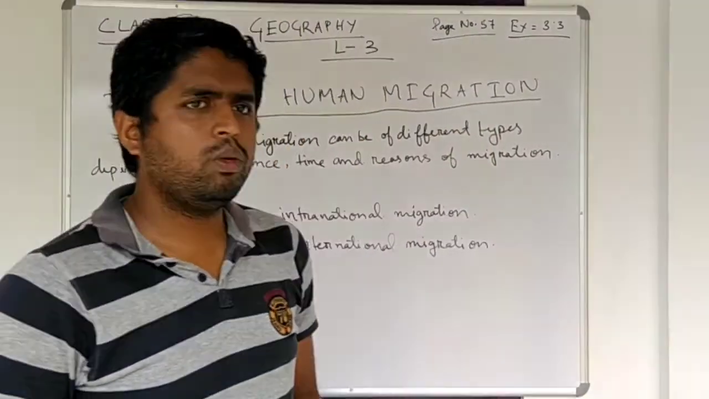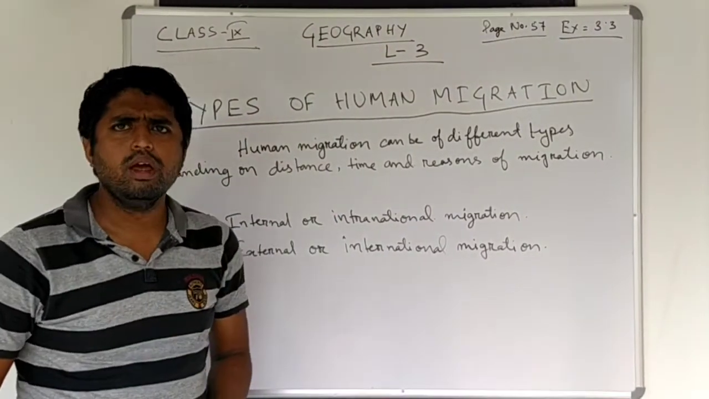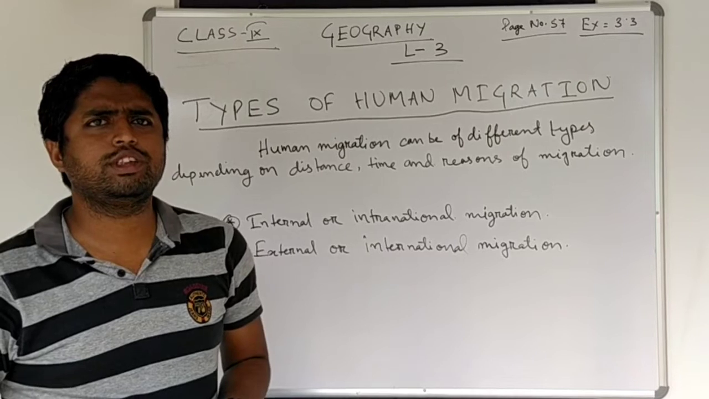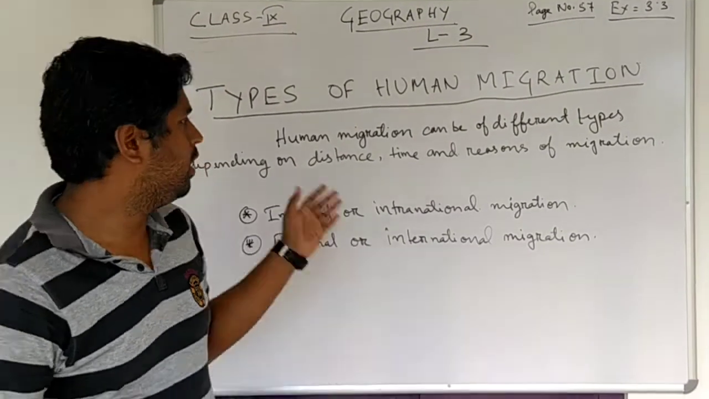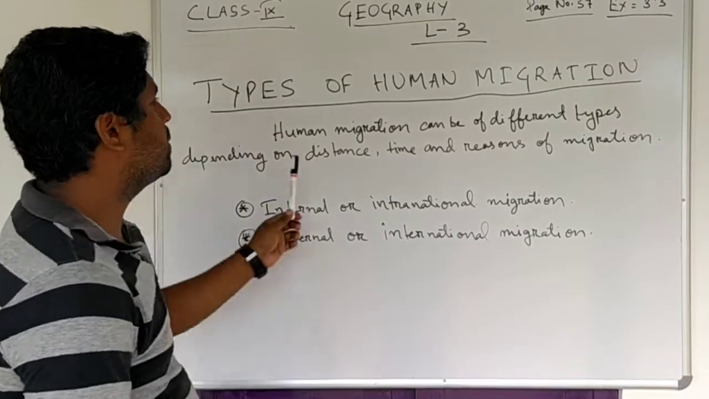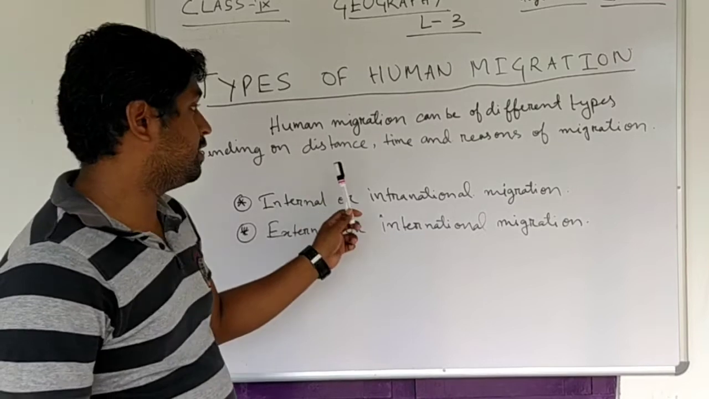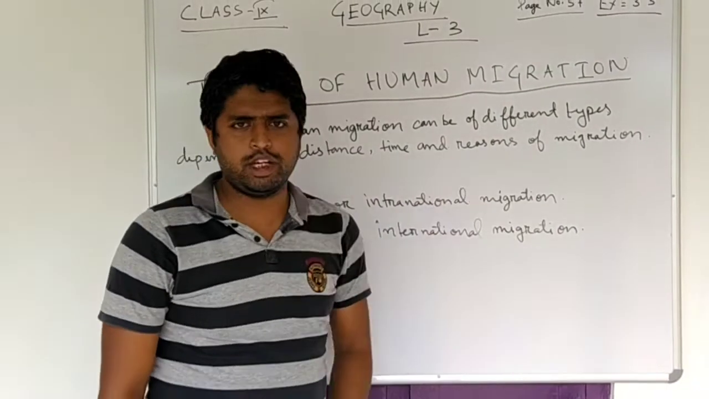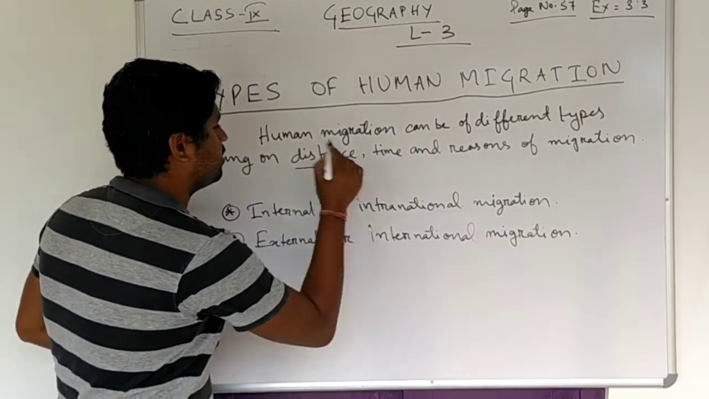Alright students, now we shall discuss types of human migration. You see, human migrations can be classified into various types. Here I have written some explanation. Human migrations can be of different types depending on distance, time and reason of migration. Let us take the first topic, distance.